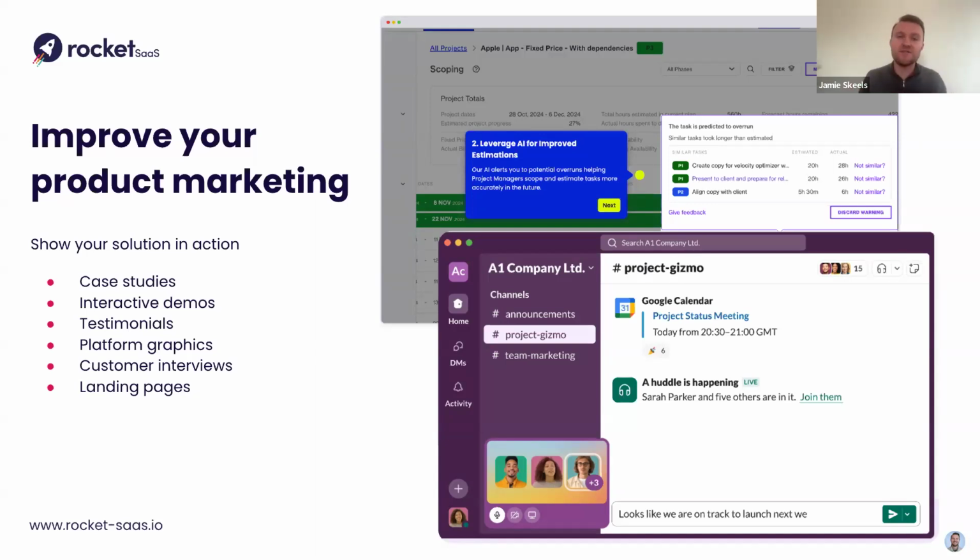It's all much easier if they understand the information intimately, which is why improving your product marketing is an incredibly important thing to invest in. So really simple things like case studies, interactive demos, testimonials, platform graphics to show it in action, and landing pages just to communicate those key value props. All of those things are super important, and you need to get crystal clear on being able to communicate the value of your product, as that's going to be essential for people to be able to take you up on your offer down the line and smooth the path to conversion.